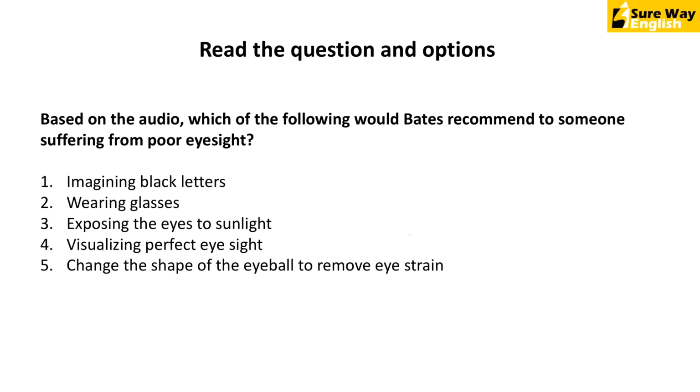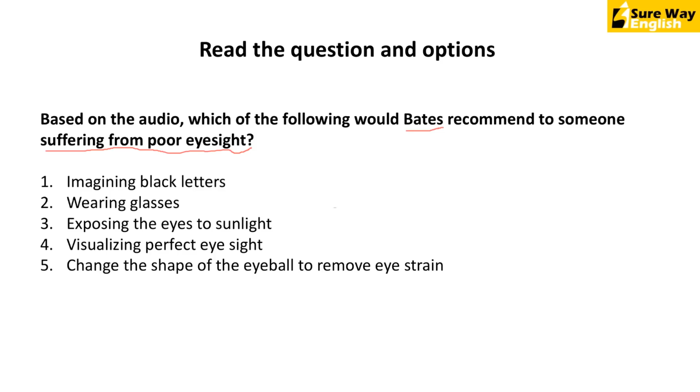So in this case, if you look at the question, it says, which of the following would Bates recommend to someone suffering from poor eyesight? So these are the keywords, right? Poor eyesight and someone called Bates. And what would Bates recommend means what would Bates ask someone who has got poor eyesight to do from the list that is given. And then you can have a quick look at the options: black letters, glasses, sunlight, visualizing, shape of the eyeball. So just quickly a couple of letters from each of those options.